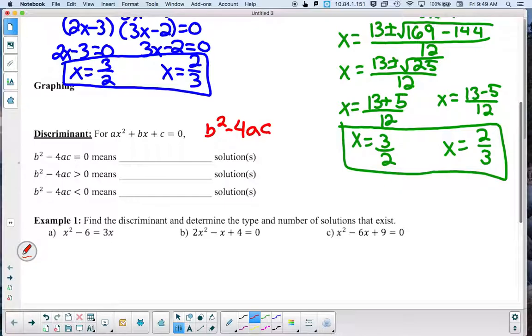And so if what is underneath our square root is equal to 0, that means that we no longer have a plus or minus, and we're just going to have one real solution. If that is greater than 0, as it was in our previous example, we're going to have two real solutions. And then if it's less than 0, that means that we have a negative under our square root, which means that we're going to have two complex solutions.